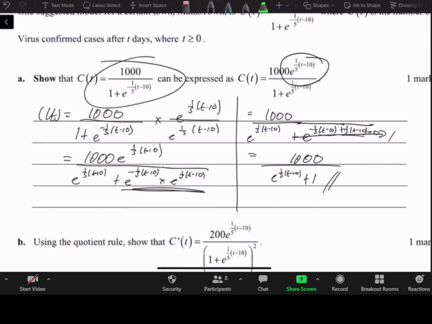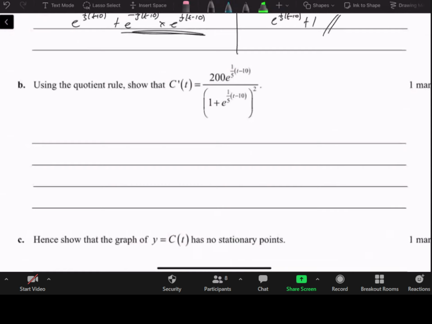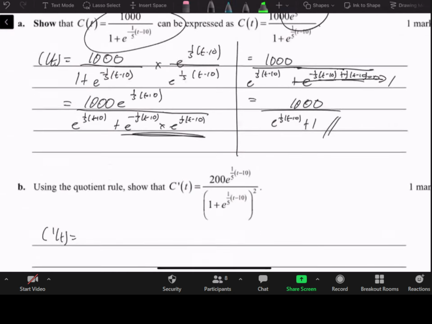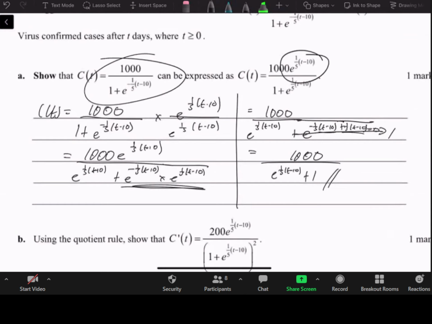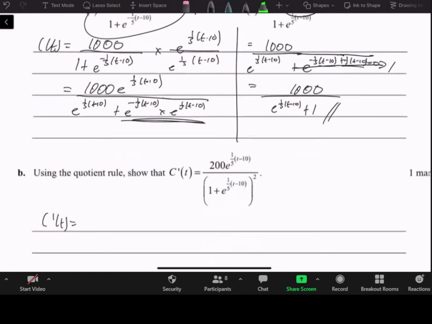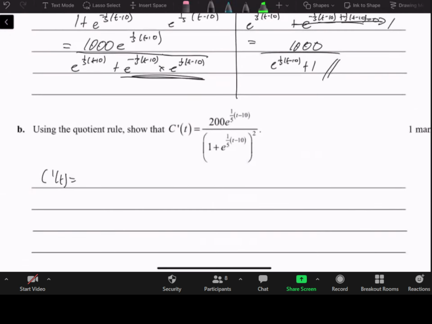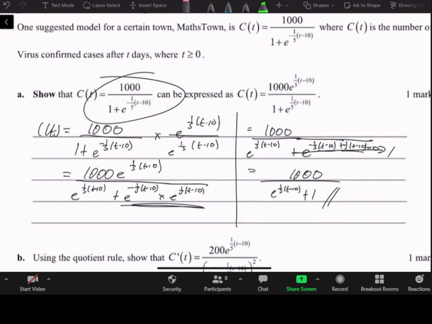That's what you need. So use the quotient rule to show that this is true. So C dash t is 1000. So I think for this question, that's why you needed to, oh, sorry, I forgot a whole part of this.